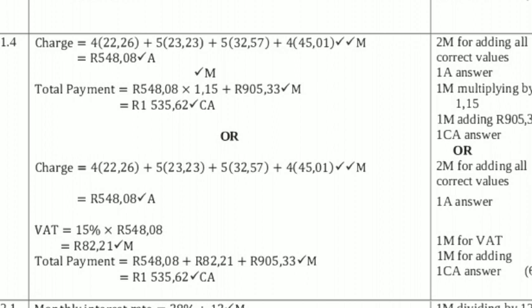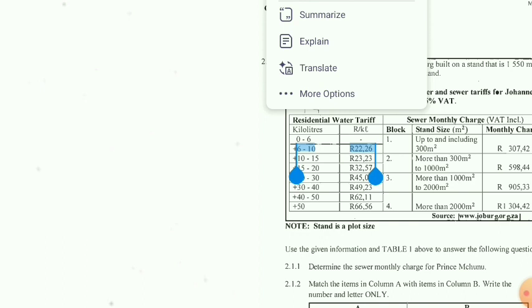The answer will be 548,08. Okay, why do we say 4? First of all, why do we say 4? Where did we get that 4? You simply minus here, because that's where we start to get the charges. You say 6 minus 10, you're gonna get 4.